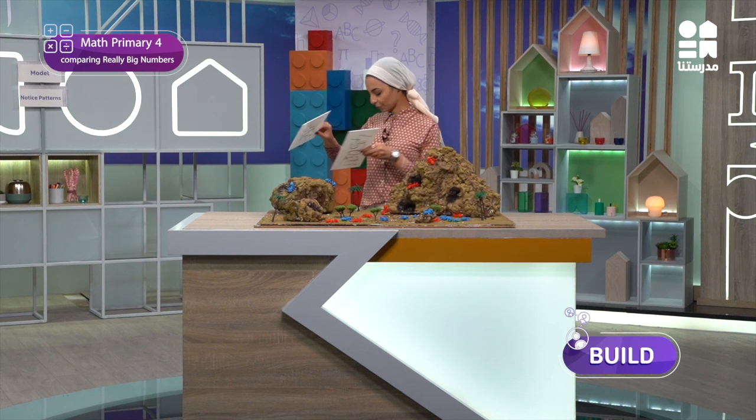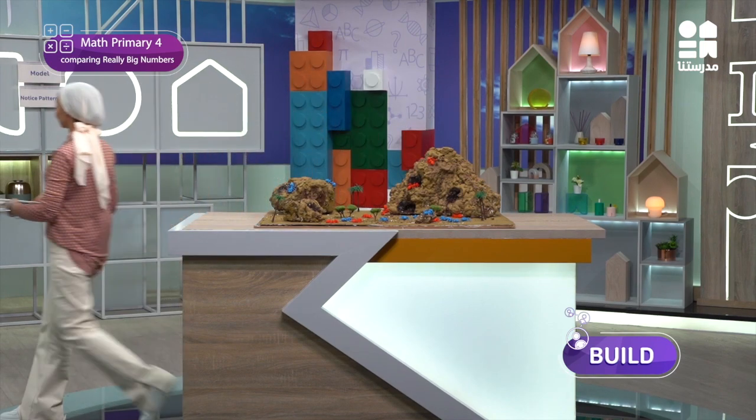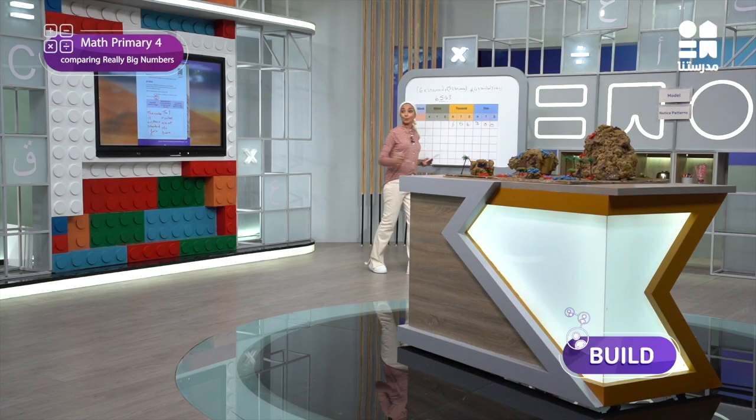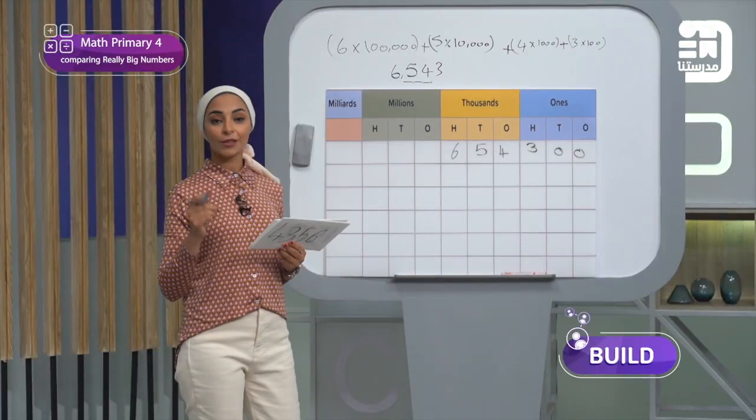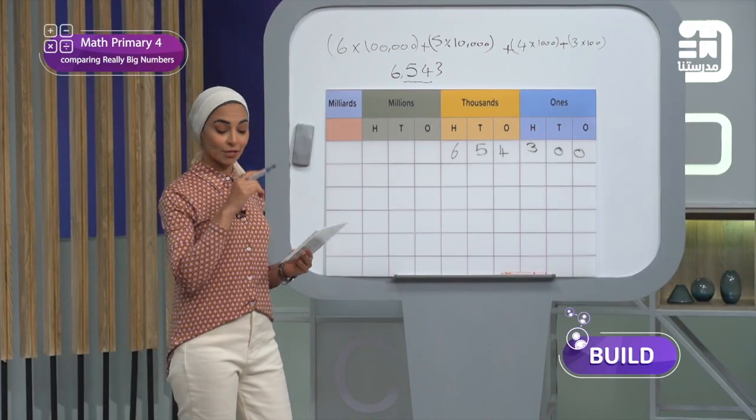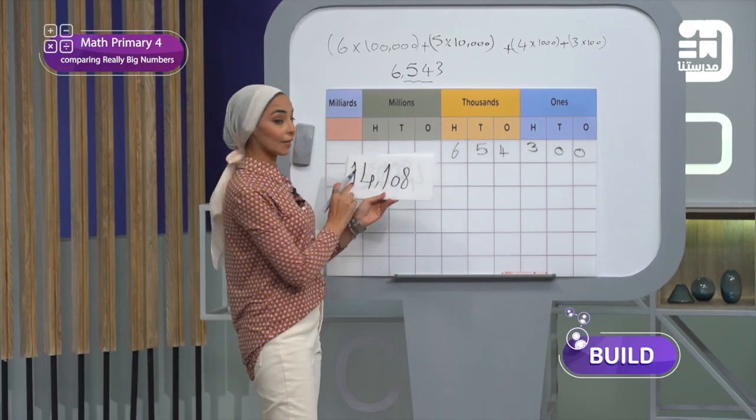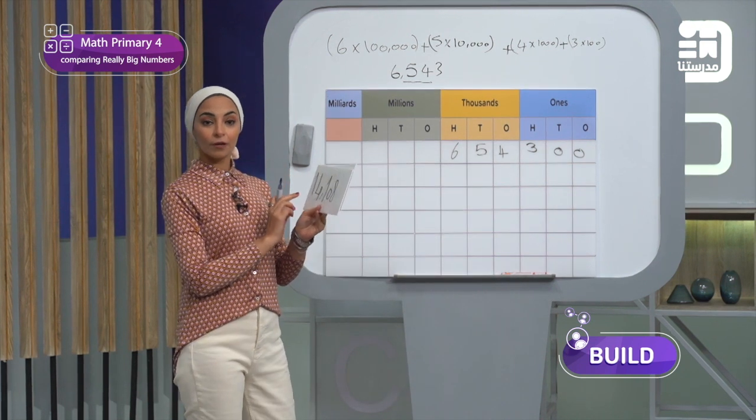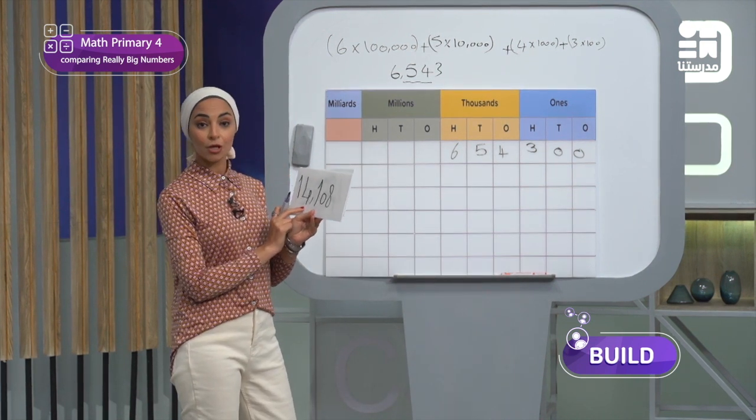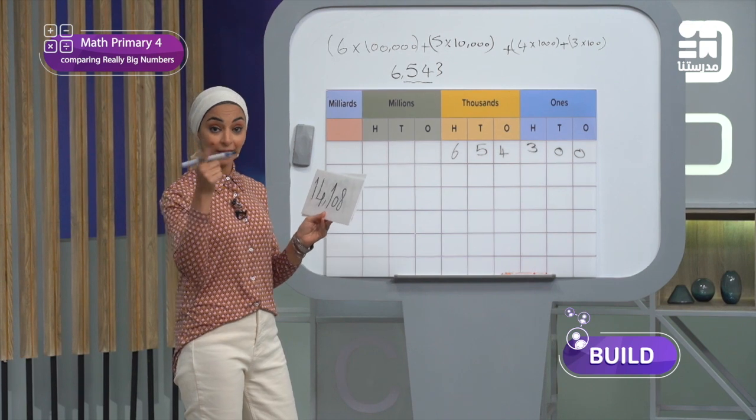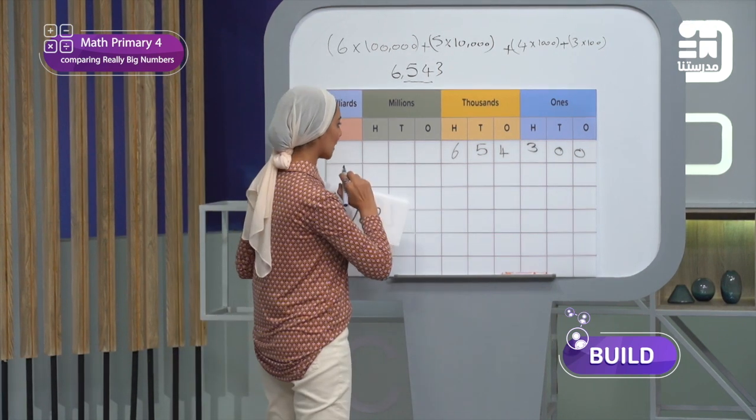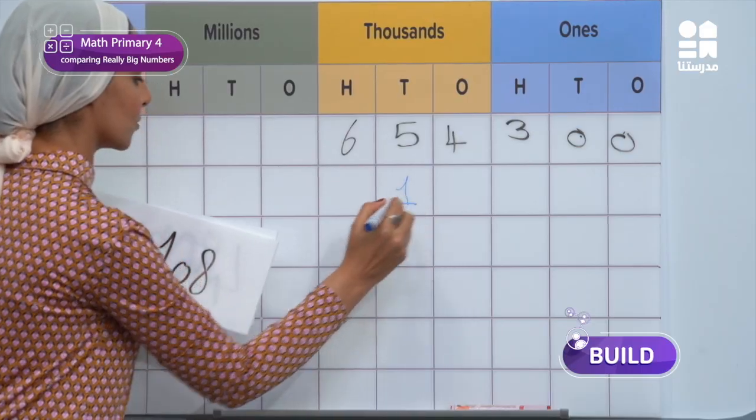Here I have the two numbers. Let's represent the first number, 14,108, on this chart. I have 14,000, so I'll put 1 where? Yes, 1 in the 10,000 place. Where's the 10,000? Here, right.